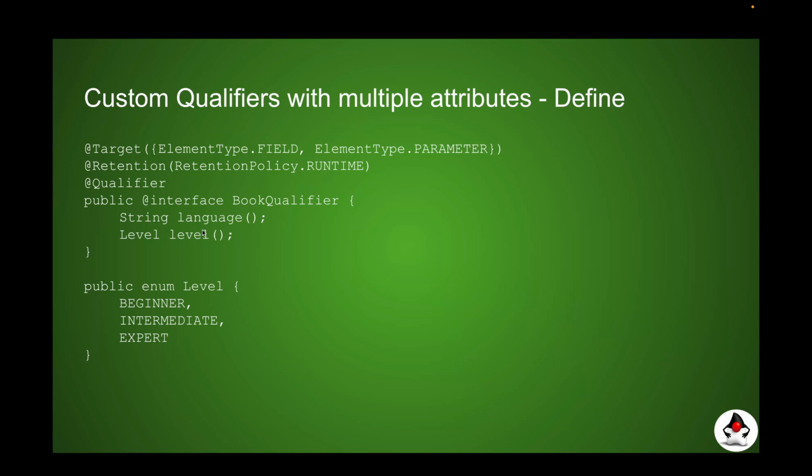So the type is string, name is language. For the next one, the type is level. The type can be any enum as well. So level is an enum, and the key or name is level with a small l. So we define a level enum called level. Level can have multiple values: beginner, intermediate, or expert.